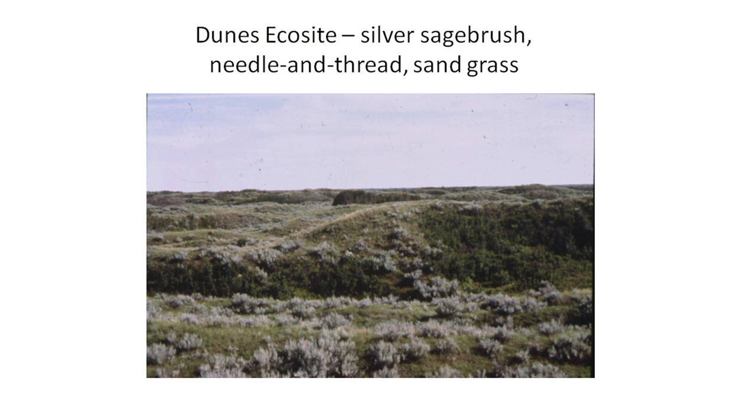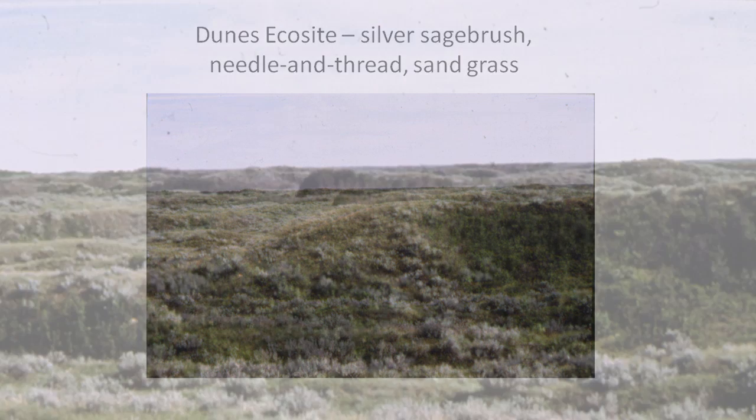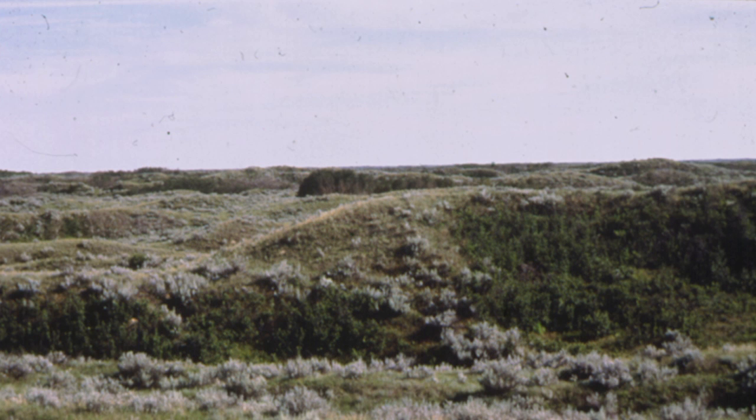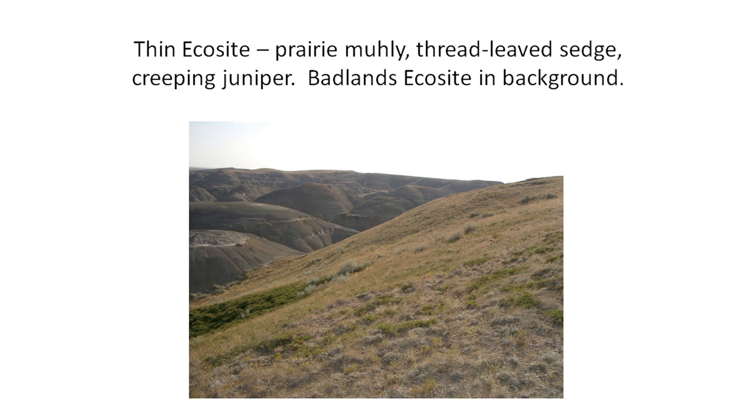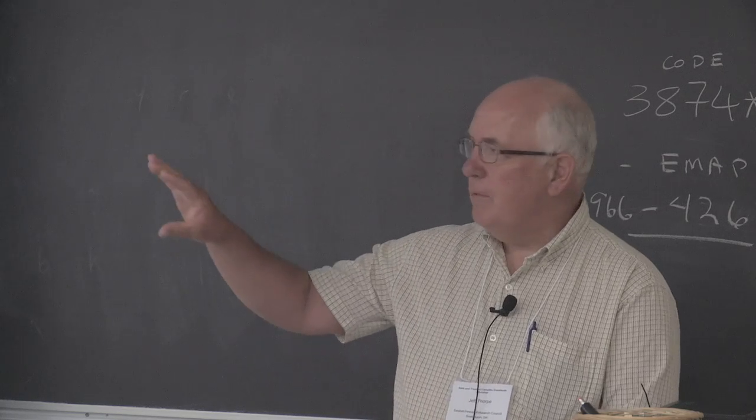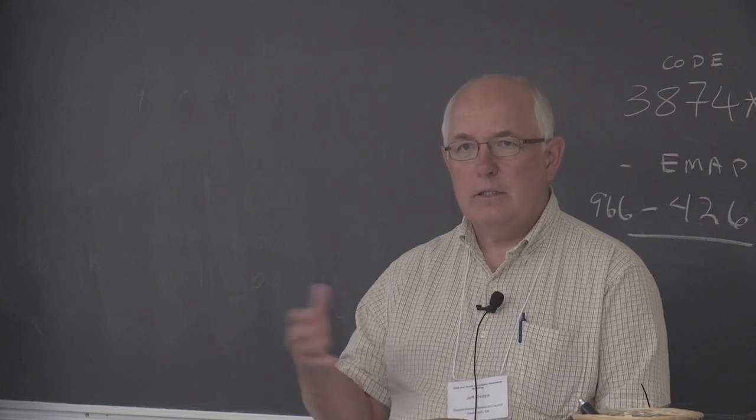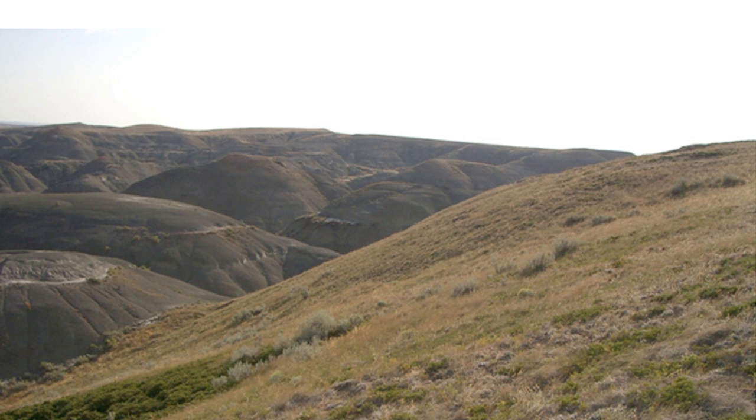Dunes ecosite, needle and thread and sandgrass, and in the drier parts we've got sagebrush there. Thin ecosite is these steep slopes, and they're called thin because you have high natural rates of soil erosion, so the soil profile is often truncated by constant soil removal. And then in the background is our Badlands ecosite, which we see in quite a few places in the south, basically very sparsely vegetated grasslands.